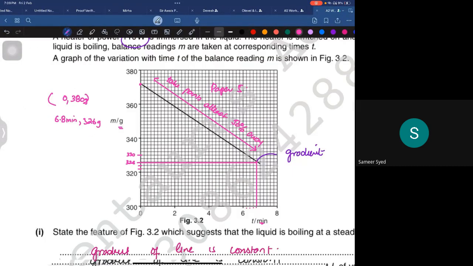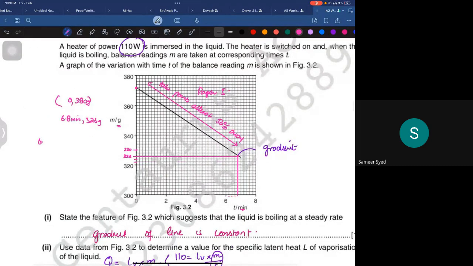This is all grams. Now we're going to find change in mass over change in time. That's the gradient. So 380 minus 326 divided by 0 minus 6.8 times 60. Why am I doing it? Because I want the time in seconds. That's why I'm doing this. All right. If you have any questions, do let me know.